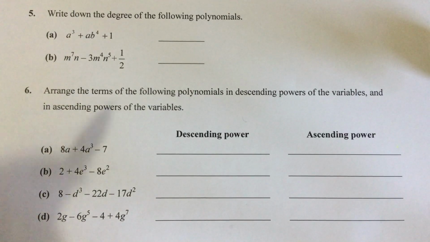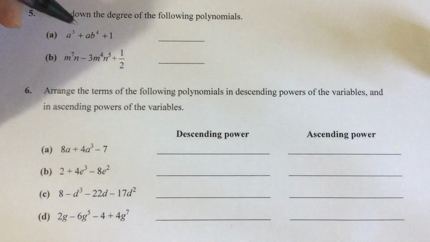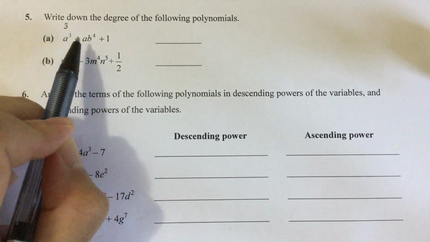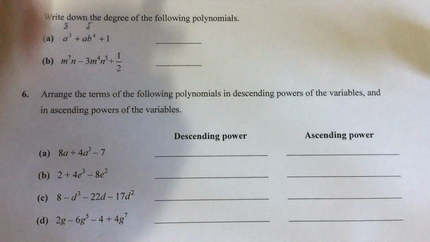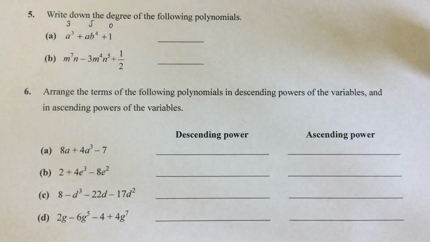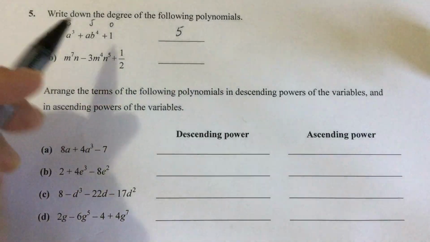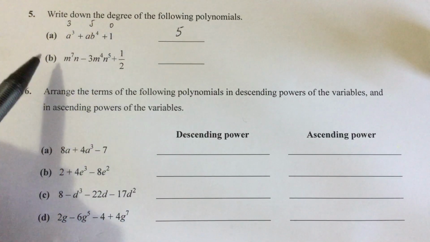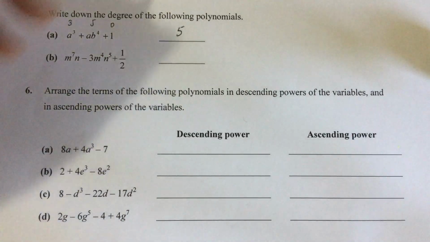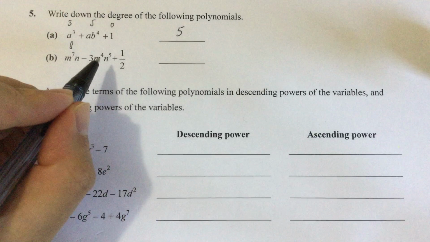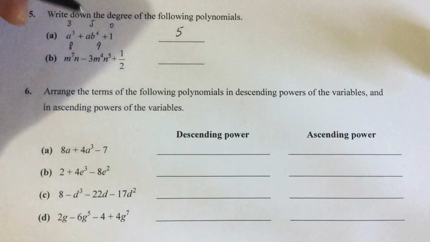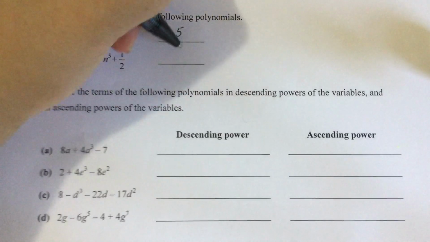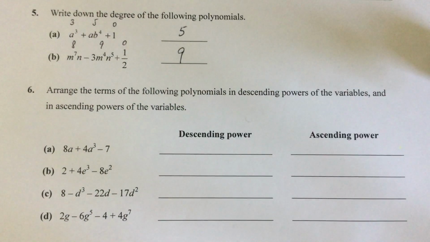So look at this one. For A, the degree of this term is 3. For this one, the degree is 1 plus 4, which is 5. You don't have any unknown here, so this one is 0. So the degree here is 5. We choose the biggest one, or you can say we choose the maximum. For part B, you will see 7 and 1, so this one is 7 plus 1, which is 8. This is 4 plus 5, so this is 9. This one is 0. So the maximum of them is 9, so we write down 9 as the degree of the following polynomial. Okay, so this is question 5.